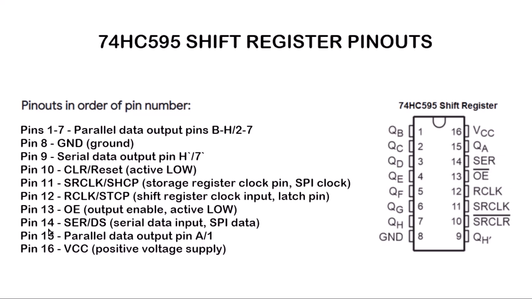And then number 14, SER, serial data input, SPI data. This here is also going to be one of your ports on your Raspberry Pi. This will hook up to your Raspberry Pi. And then we've got 16, the positive voltage supply, VCC. I guess it's voltage current collector, but they call it positive voltage supply. That's right up here. That'll take another red lead going to the positive rail on your Raspberry Pi breadboard that you're using.